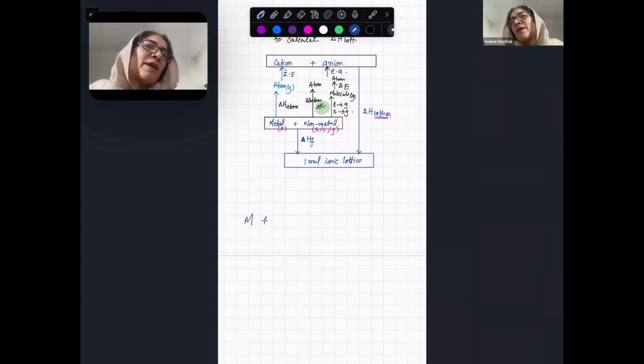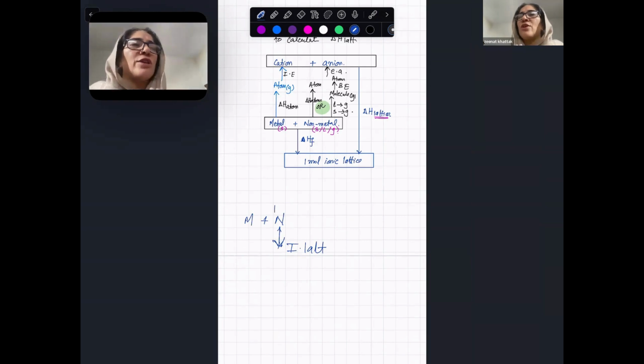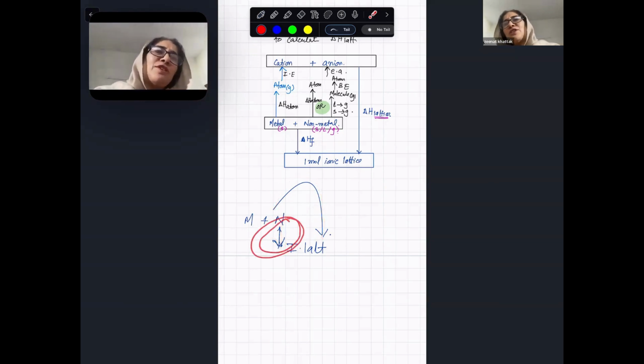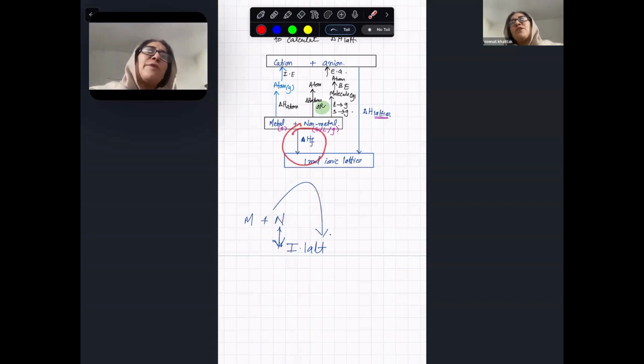So if you look at this structure clearly, from metal and non-metal, you can get ionic lattice by direct formation, or this way. Look, either direct or this way. So, don't you think that the enthalpy change of formation is equal to the sum of all these? The formation is the sum of all these.